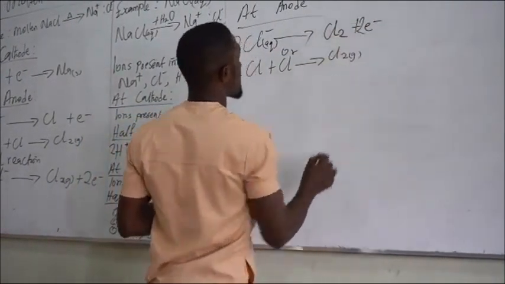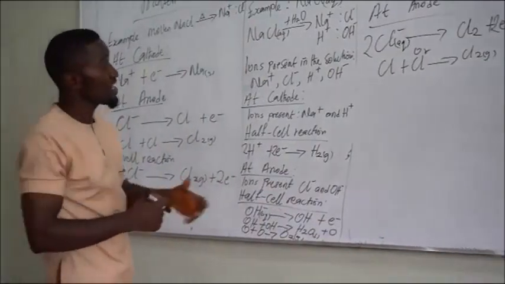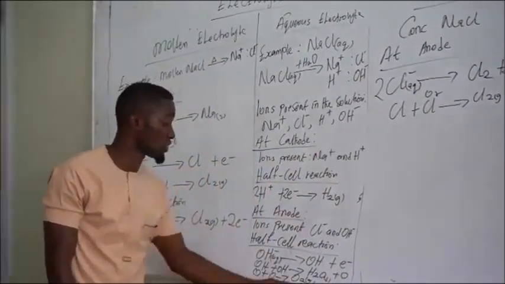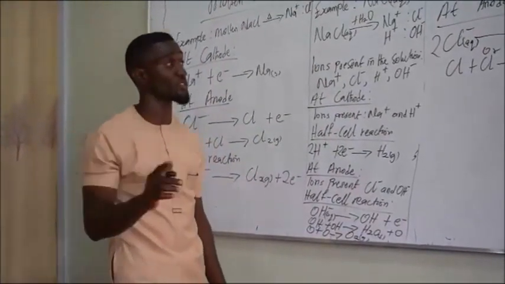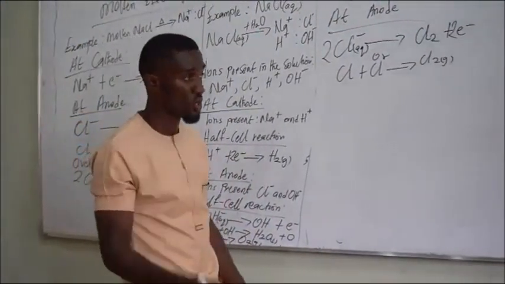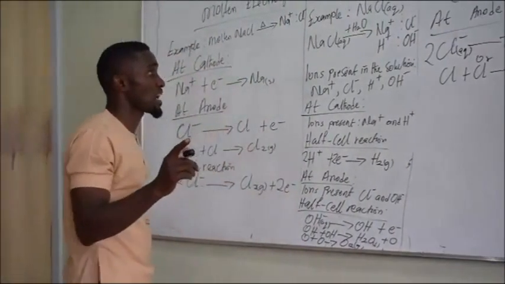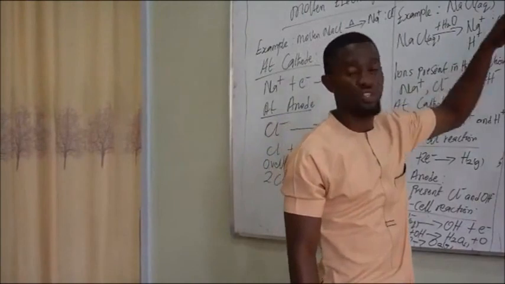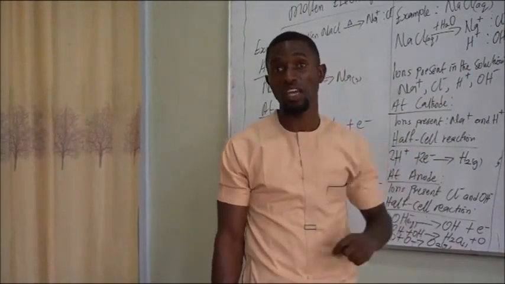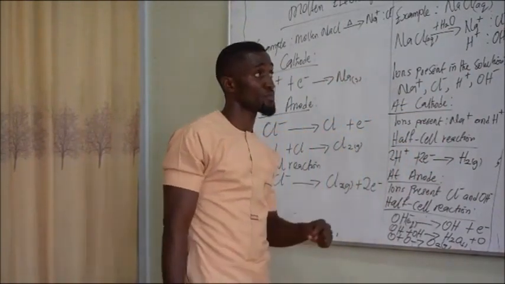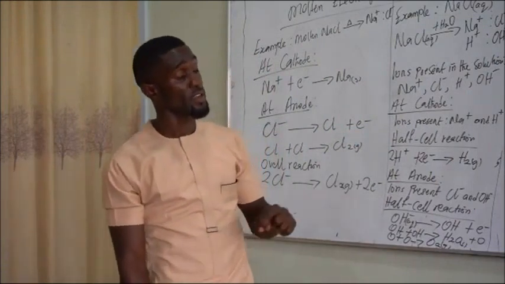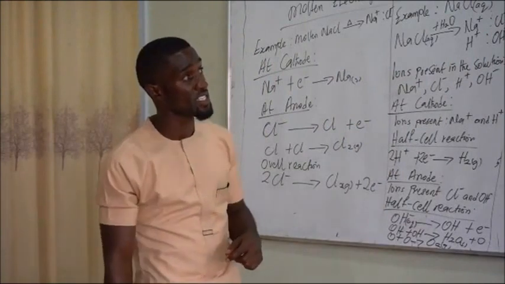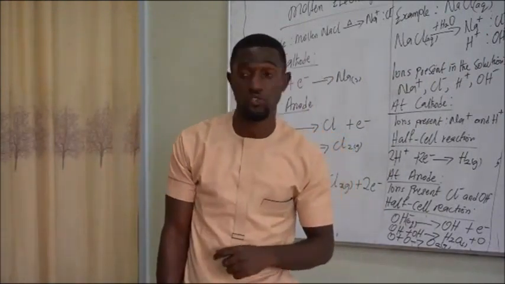Okay, so chlorine gas will be deposited at the anode, instead of oxygen. And this is the effect of concentration. And you can easily observe that concentration only affects the anode electrode. Then we look at the third factor that affects the discharge of the ions, the nature of the electrode.